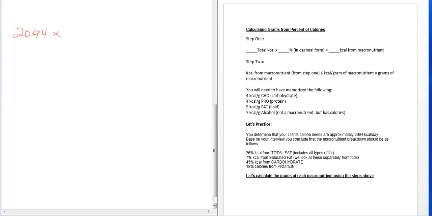Now you're going to multiply that times 36%, but when you do math, you need to put percentages into decimal form. So 36% is 0.36 in decimal form. After that, we just do the simple math, and the calculator is going to tell me that the answer is 753.84 calories, and that is from fat. Now, we don't care about that 0.84 of a calorie, but it's already on your calculator screen, so just leave it there because we have another step to do on that.